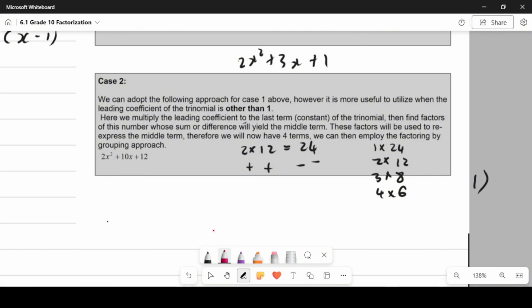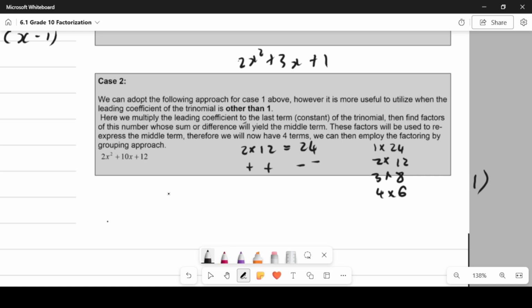Gives you 24. But it doesn't only give you 24, it gives you plus 24. So you have to look for two numbers that, when multiplied together, will give you the 24, but when added together will give you the middle term. And since this product is positive, the factors that re-express that number must be either plus plus or minus minus. But since the middle term is a plus, it has to be plus plus.